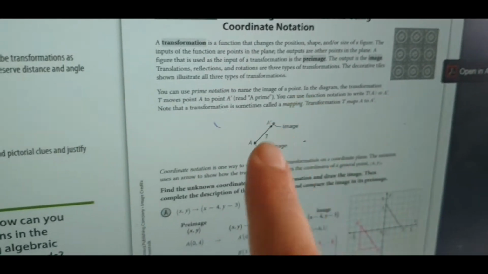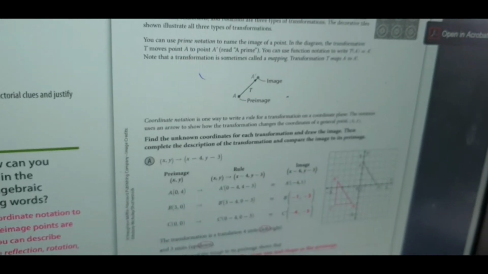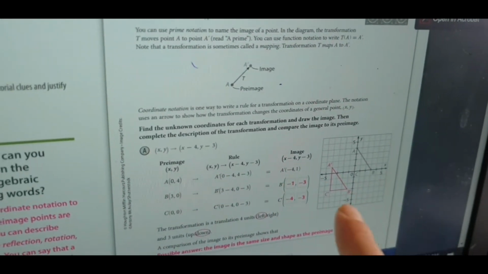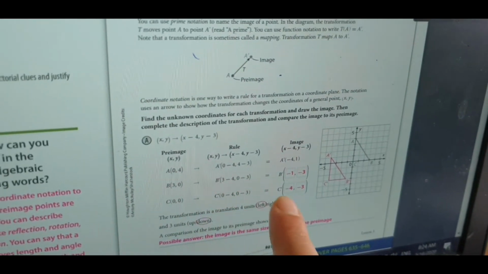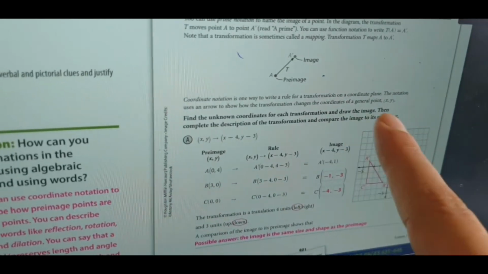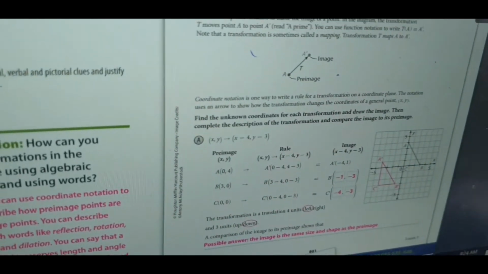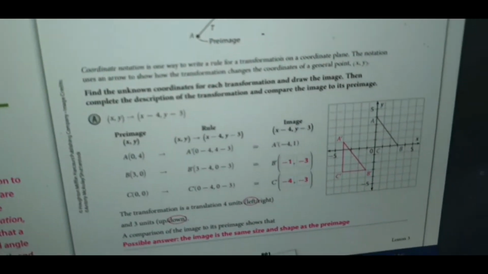The last part of the question, so, find the unknown coordinates. We did it. We found the unknown coordinates. And then draw the image. We drew the image. And then complete the description. We completed the description. And then compare the image to its pre-image. Compare means what? Tell me what happened to the shape and size of the image and the pre-image. Tell me, what do you think?